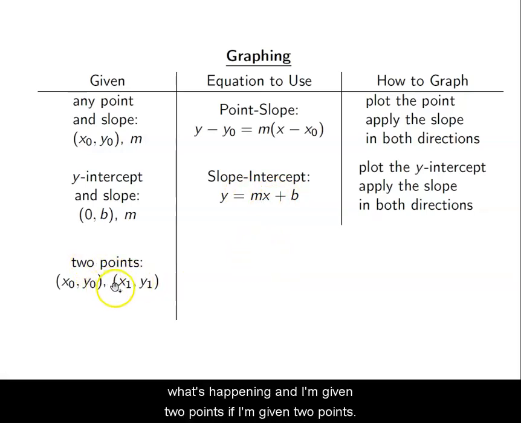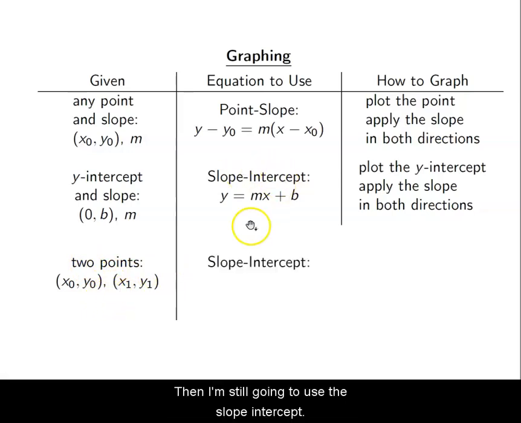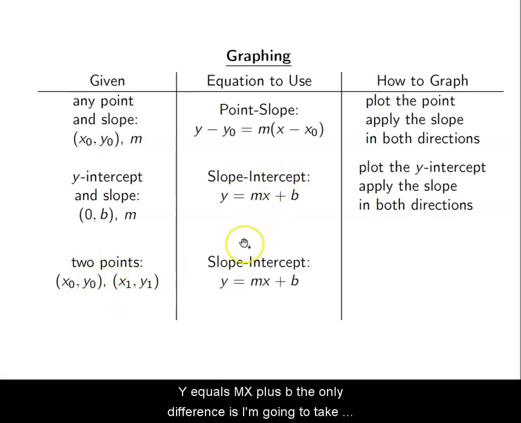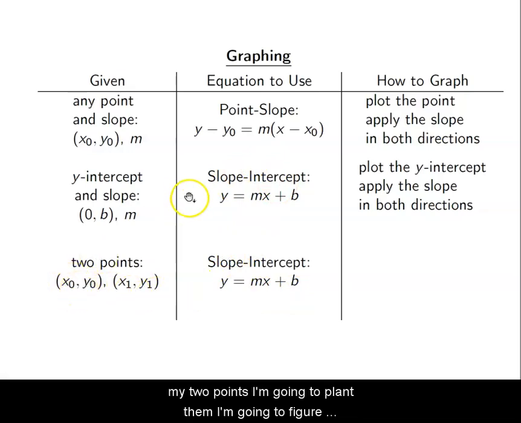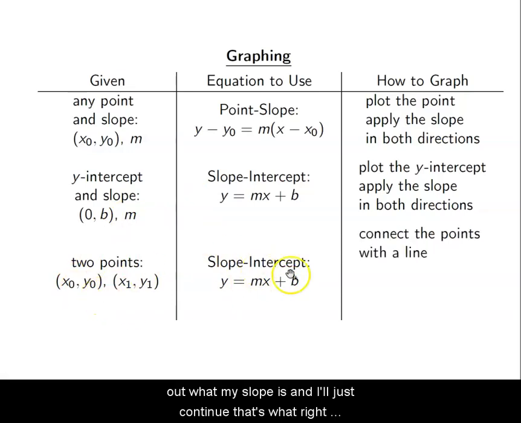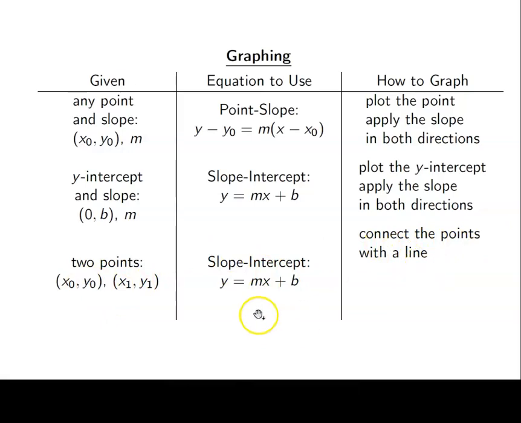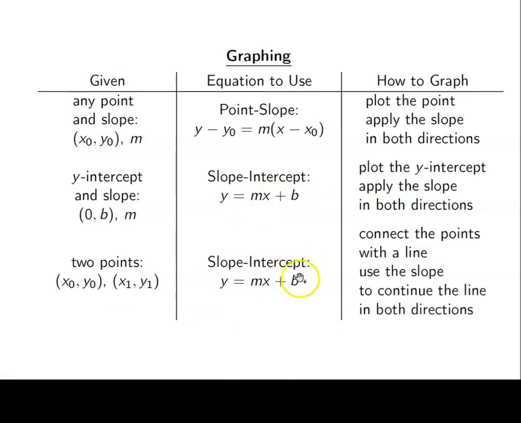If I'm given 2 points, then I'm still going to use the slope-intercept form, which is y equals mx plus b. The only difference is I'm going to take my 2 points, plot them, figure out what my slope is, and I'll just continue that slope, right? So if I already have 2 points, I can connect the points with a line. Algebraically, I would find out what that slope is and put it into y equals mx plus b. So we're going to use the slope to continue the line in both directions.